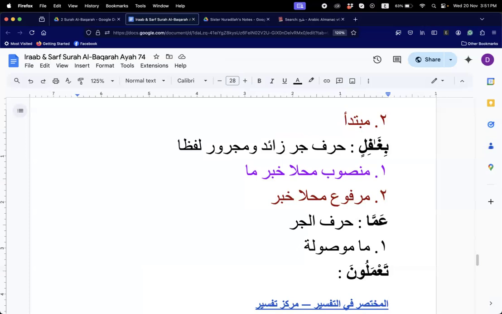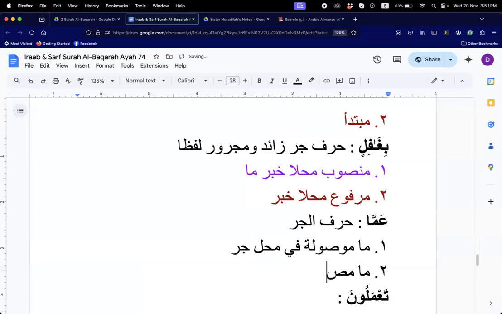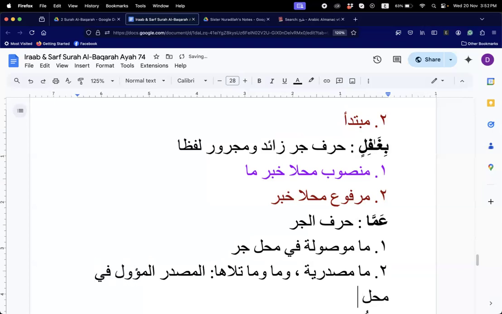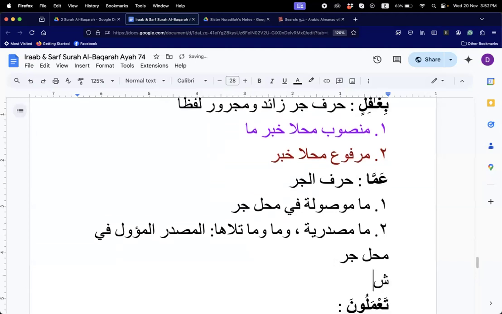So if you say this is mawsula, then this is an ism. It has a status. What status is it? You said it just now, actually. Majrur. Yes, so fi mahalli jar. But if you say this ma is ma masdariya, ma masdariya does not have a status on its own. But this ma masdariya and whatever comes with it becomes what? Becomes majrur. Yes. What do we call that before that? Before we say majrur, what kind of masdar? Masdar mu'awwal fi mahalli jar. Okay, and then it's still the shibh jumlah. Yes, so the shibh jumlah itself is muta'alliq to something.